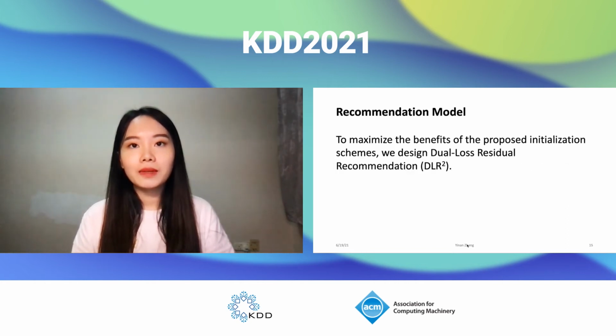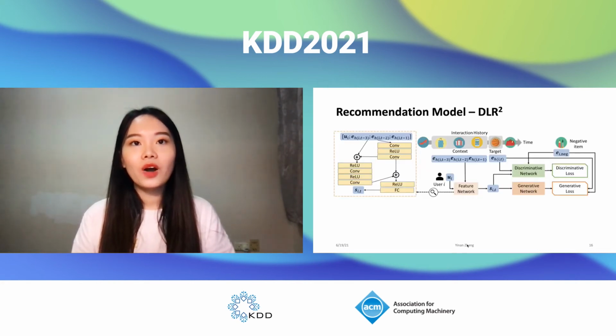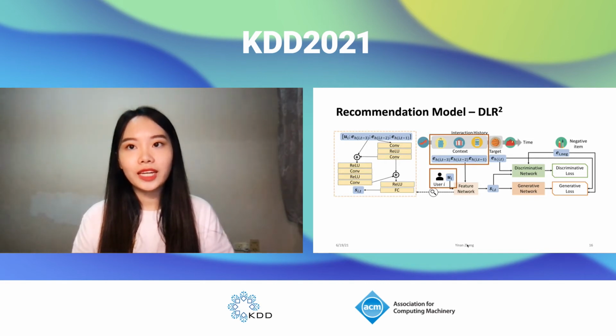To maximize the benefits of the proposed initialization schemes, we designed the network Dual Loss Residual Recommendation, DLR². We use user embedding and the latest interaction history to represent users' current preference.